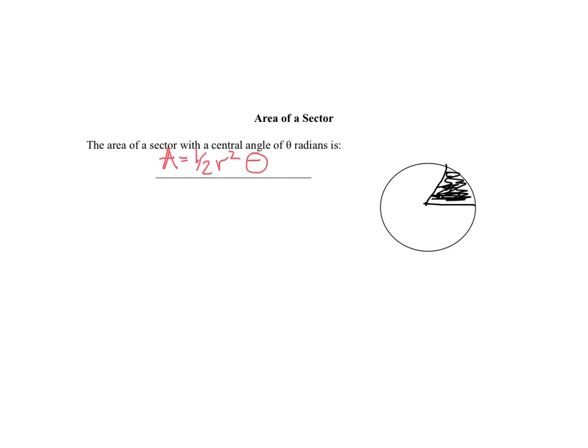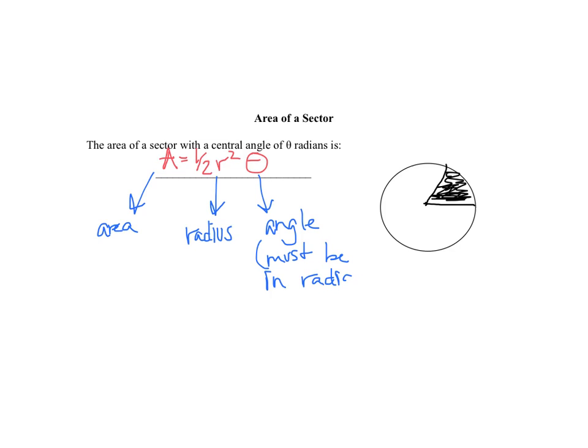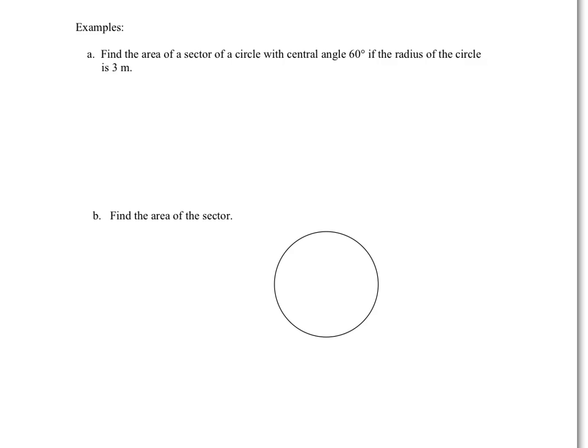So it's hopefully pretty clear. A is going to be our area. R is still my radius. And theta is still my angle, and again your angle must be in radians. So again we have to convert our angle to radians before we can use the formula. Alright, let's take a look at our last two examples.